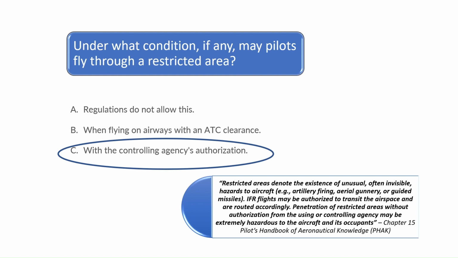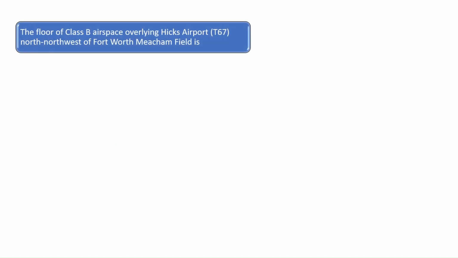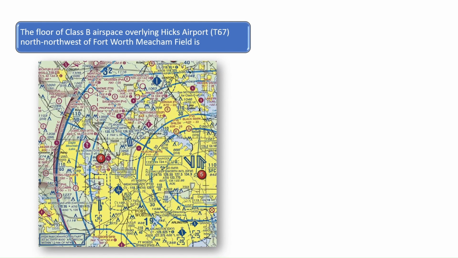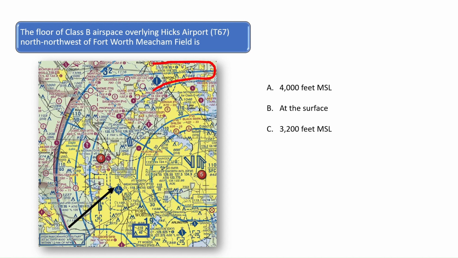The last question asks: the floor of Class B airspace overlying Hicks Airport northwest of Fort Worth Meacham Field is. Notice the numbers 110 and 40 in the blue box in the chart. This indicates the floors and ceilings of the Class B airspace. Since the question is asking what the floor of the Class B airspace is to the area northwest of Fort Worth Meacham Field, we'll draw a red outline in the chart to illustrate the Class B airspace.